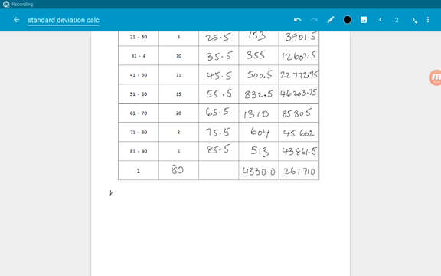Now, the mean is equal to the sum of the mid-interval values times their frequency, divided by the sum of the frequencies. So in this case, 4330 divided by 80, which gives us a value of 54.125 minutes.